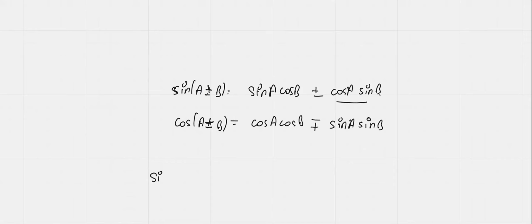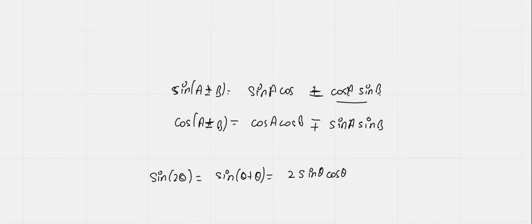Look, I have another one: sine of 2 theta. I can write this as sine of theta plus theta. Now I have converted it into sine of A plus B, so I can directly use this formula. Instead of A and B, I put theta and theta. I have sine theta cos theta plus sine theta cos theta, and adding this I get two times sine theta cos theta. We'll do the same for cos also.